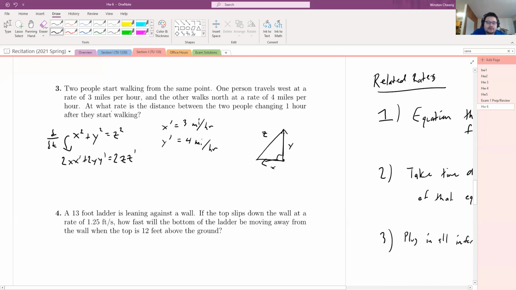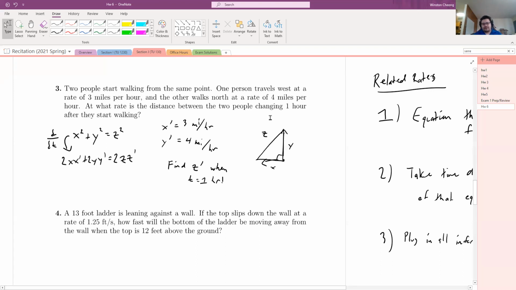And the question is asking, at what rate is the distance between the two people changing 1 hour after? That is actually asking us to find z', at the specific moment in time t = 1 hour after they start walking. So this is where I need to explain my terminology of a moving, or dynamic, picture versus a static picture.